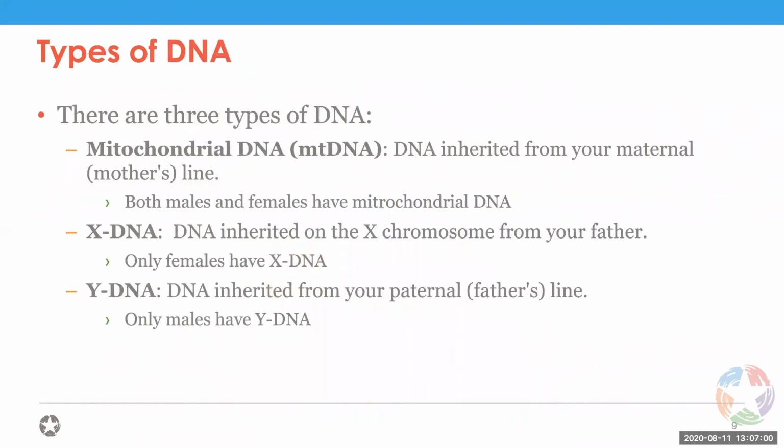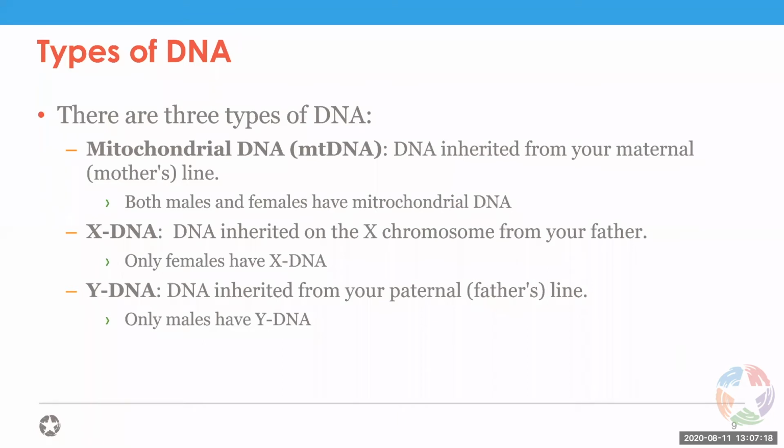There are 3 types of DNA that you can use to test your genetic lineage. As a reminder, females have 2 X chromosomes, one from their mother and one from their father. Males have 1 X that they receive from their mother and 1 Y that they receive from their father.